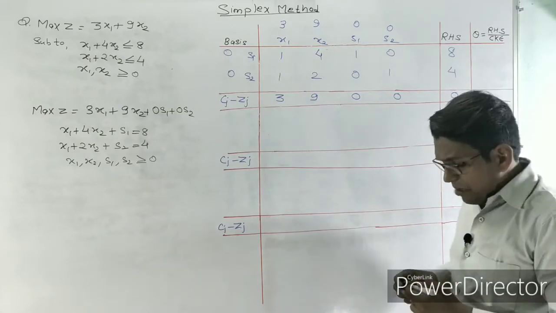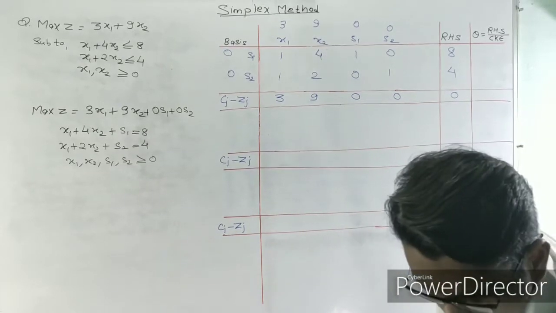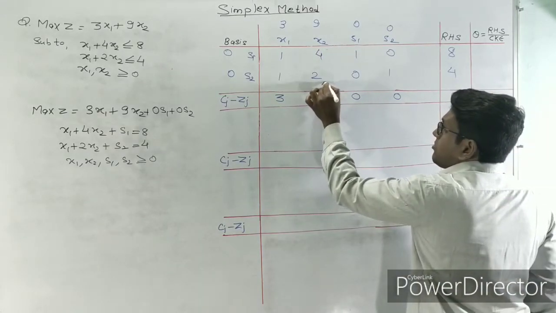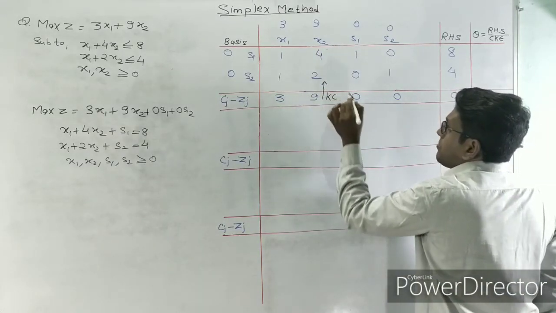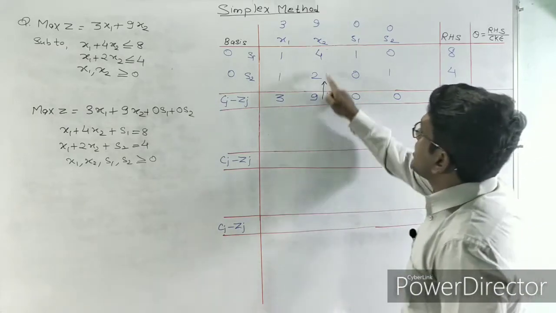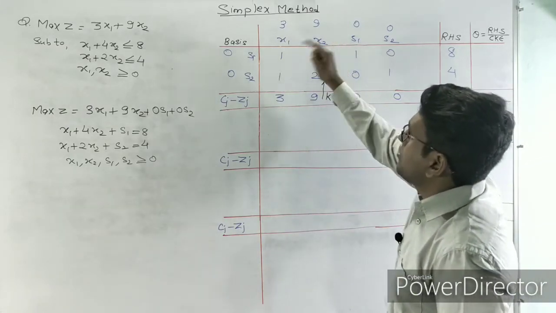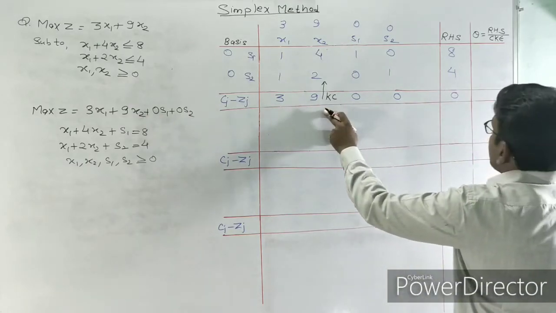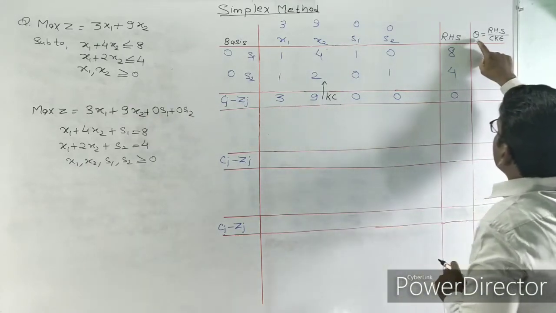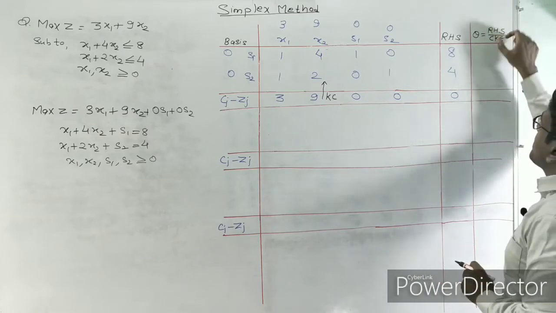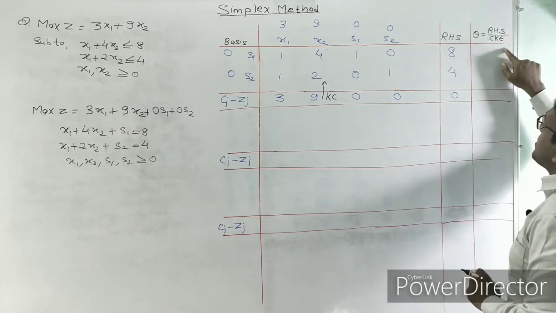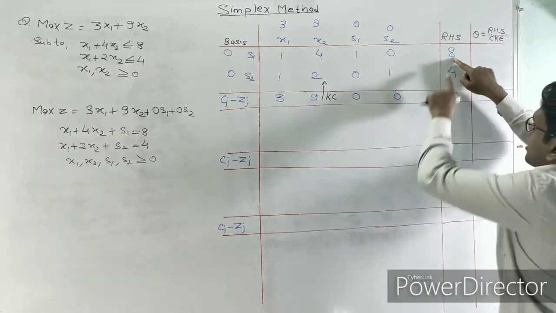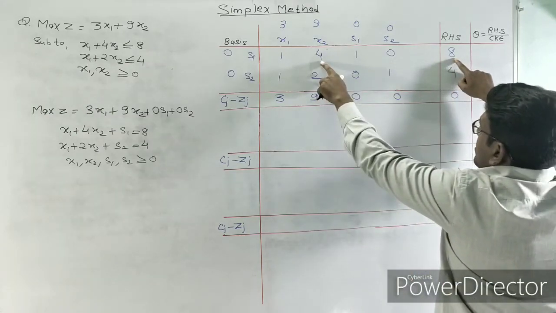Now we will select the maximum value in the Cj minus Zj column. So this will be our key column. That means variable x2 will enter the basis column, and we need to find the leaving variable. We need to calculate the value of theta, which is right hand side value divided by corresponding key column element.